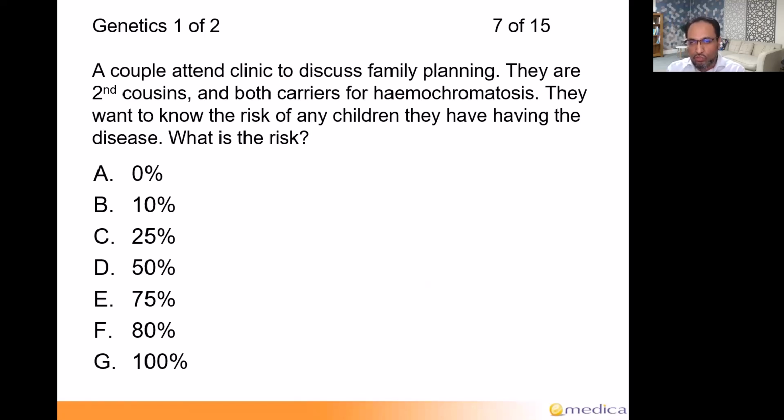Genetics. So what's the mode of inheritance of hemochromatosis? Because that's key to getting this answer right. How is it inherited?